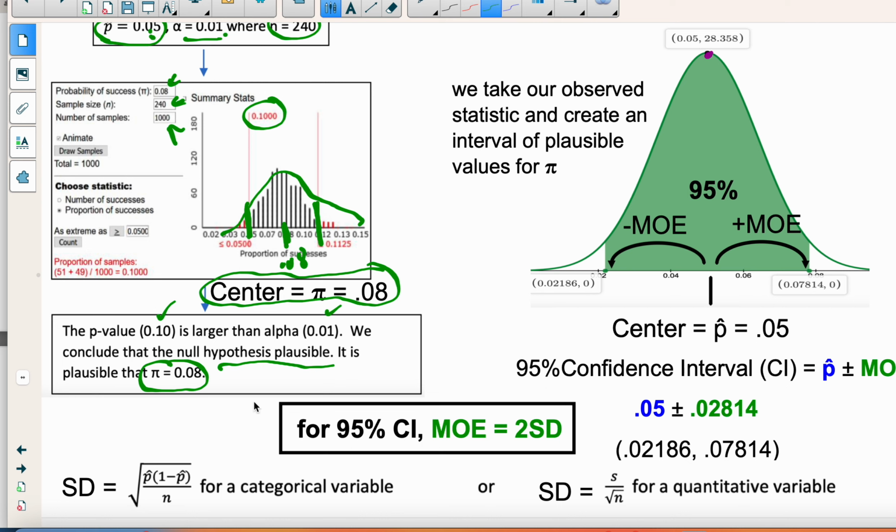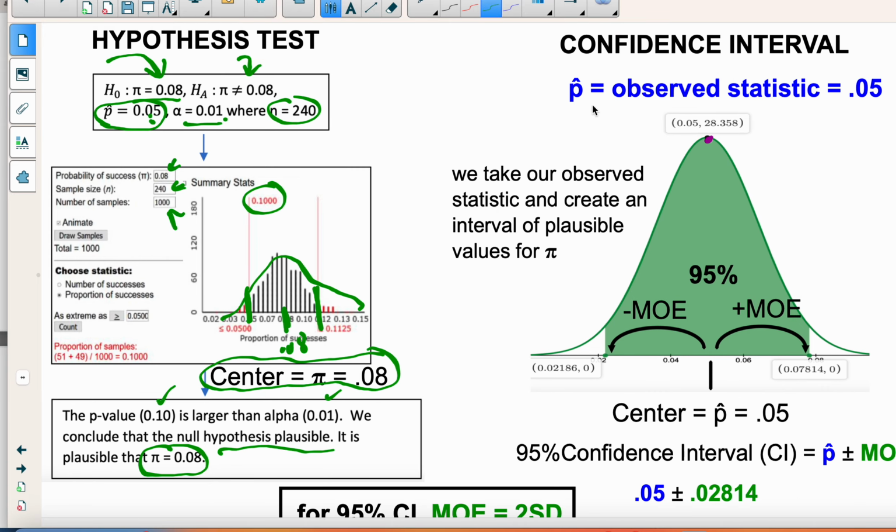But we've only determined that for one p hat, 0.05. What a confidence interval does is it says, okay, let's take that observed statistic. I've already determined from my hypothesis test that my null is believable. I want to say, yeah, well, I determined that for this one specific value, but what about 0.04? Is 0.04 believable? Is 0.06 believable?